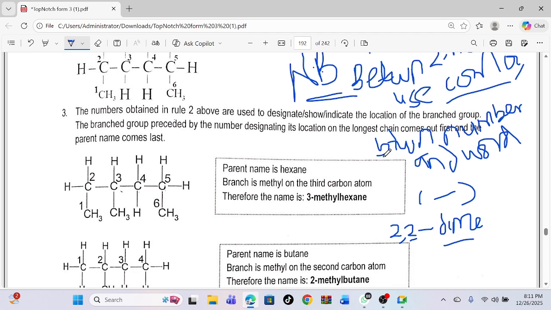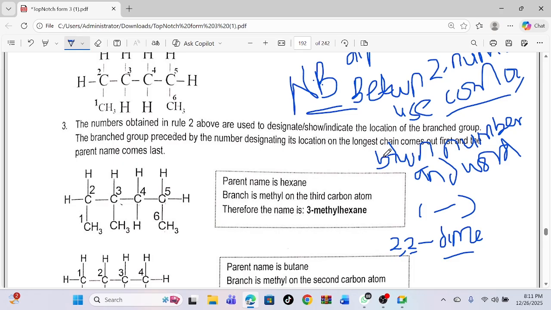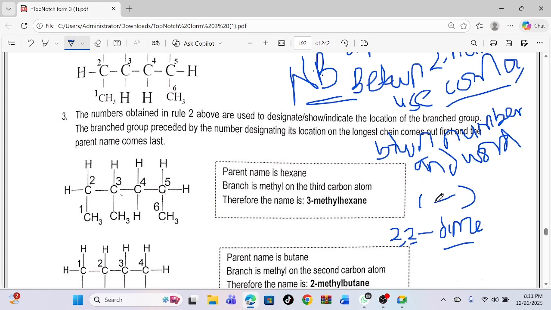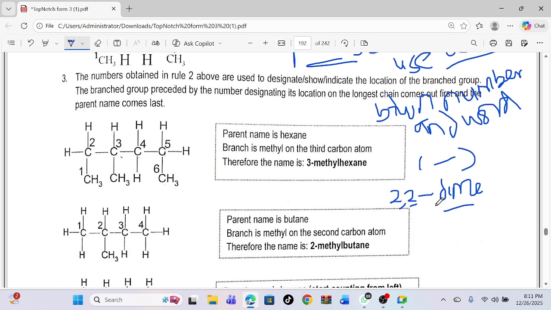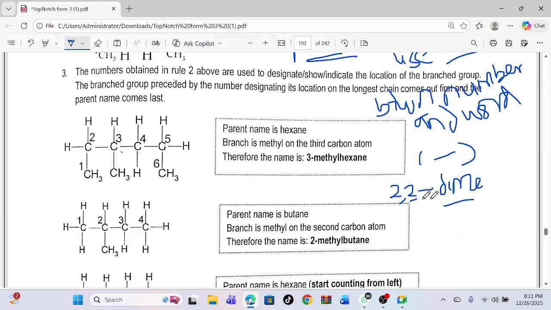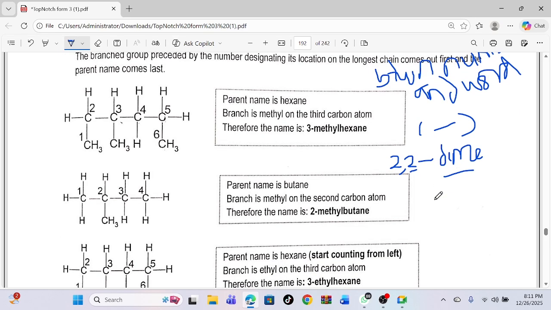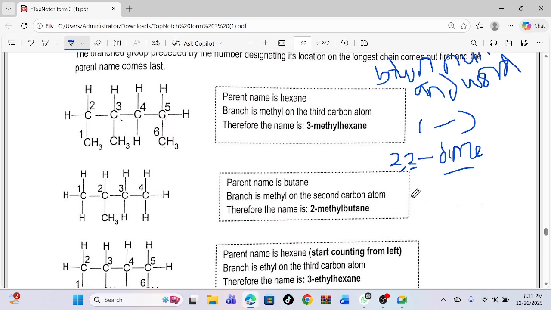NB number one says that between two numbers, use a comma. Between a number and a word, use a hyphen. For example, that's 2,2-dimethyl. 2, 2 are numbers. Between them, you use a comma. And between a number and a word, use a hyphen. That's NB number one.